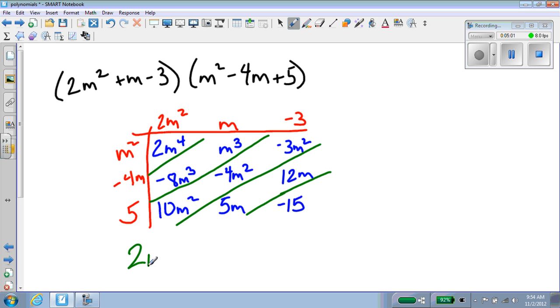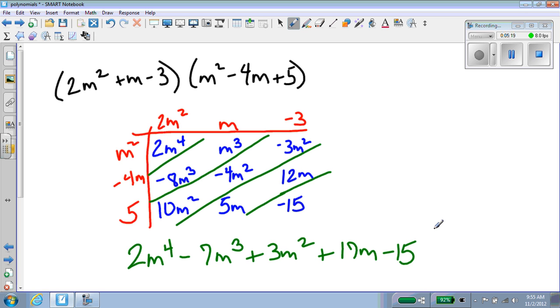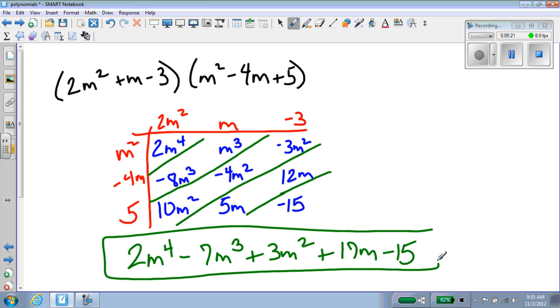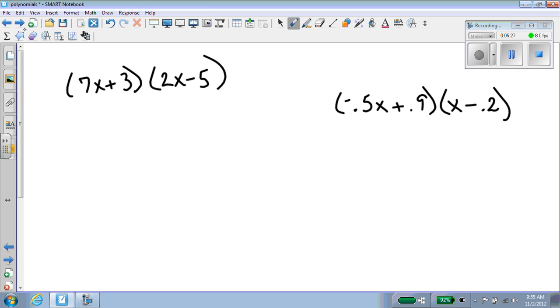So 2m to the fourth has no like terms. This is negative 7m to the third. This is 3m squared. This is 17m minus 15. So some people like the multiplication table as an organization strategy when we're multiplying really large products. Okay, these are the ones that we tend to see the most often and enjoy the most.